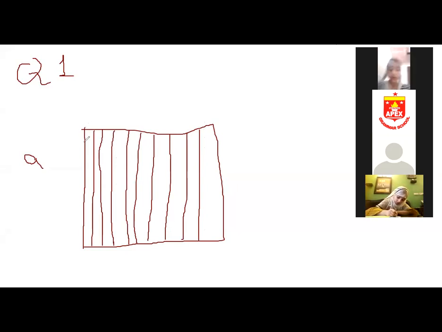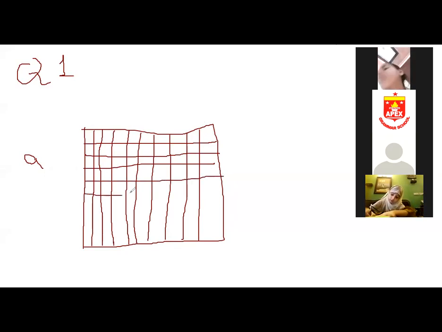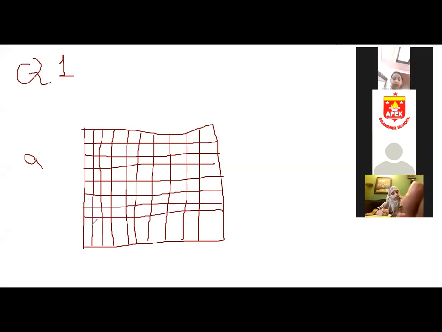Now I am going to draw 10 more lines like this. 1, 2, 3, 4, 5, 6, 7, 8, 9, and this last one is 10. I make 100 small boxes.